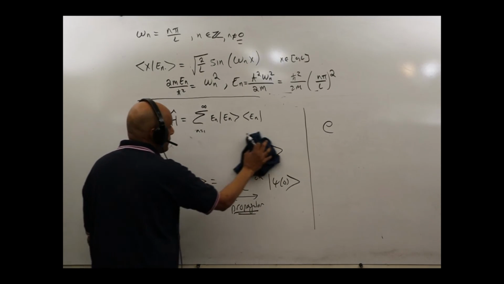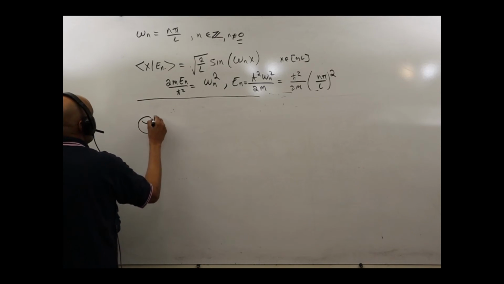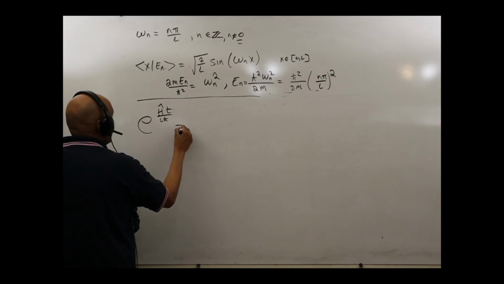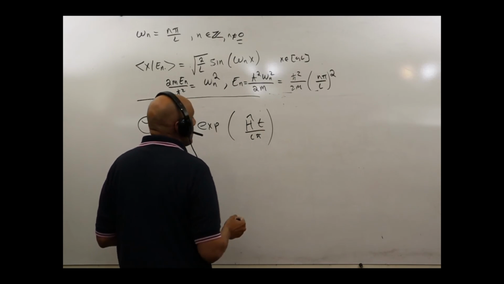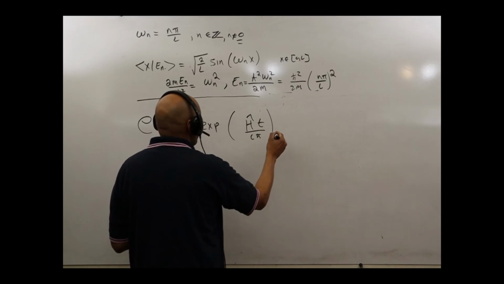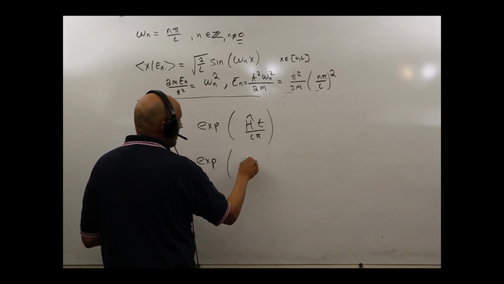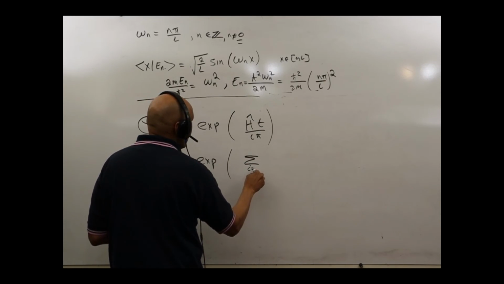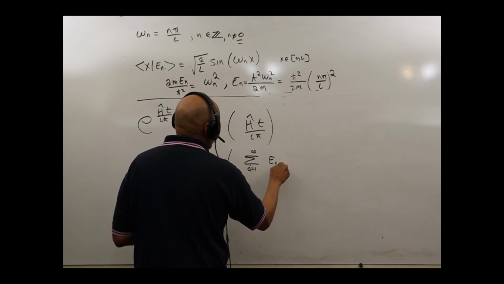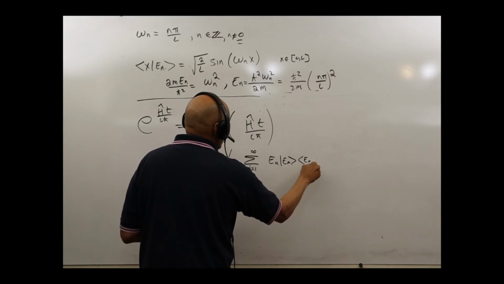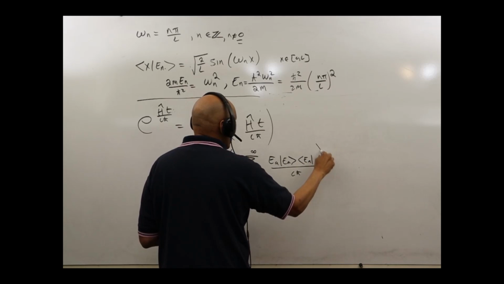Can I erase? Yeah. So let me erase this and take a look at the evolution operator. I'm going to write this as the exponent of the Hamiltonian operator times t over i h bar. It's just the exponential, rewritten in a different way. The Hamiltonian operator can be written in terms of the energy eigenstates, as the sum from n equals 1 to infinity of E_n |n><n|, so this is your Hamiltonian expanded.